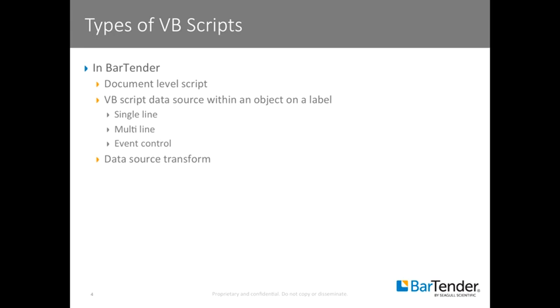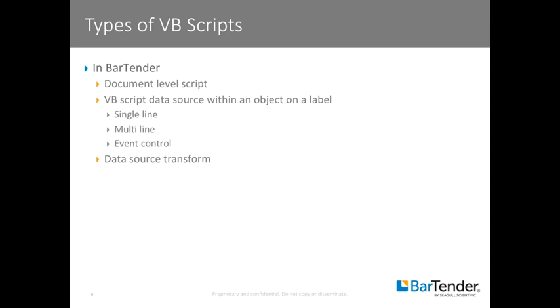So if you want to assign a value to the object that contains that script, let's say you have a data source set to a VB script, and it's a multi-line script, what you want to do is set value equals XYZ. And lastly, you can set a data source to an event control.